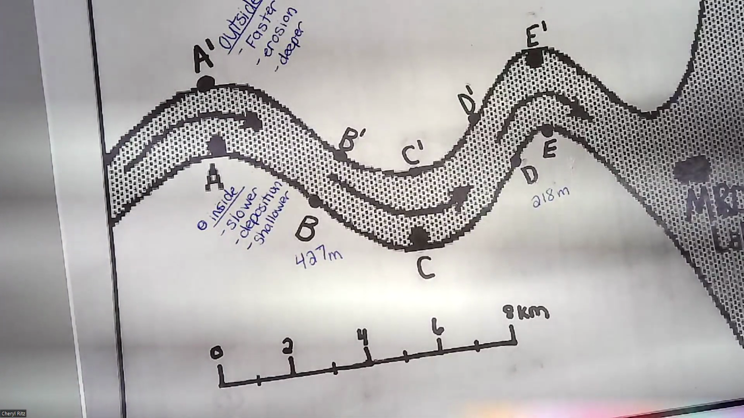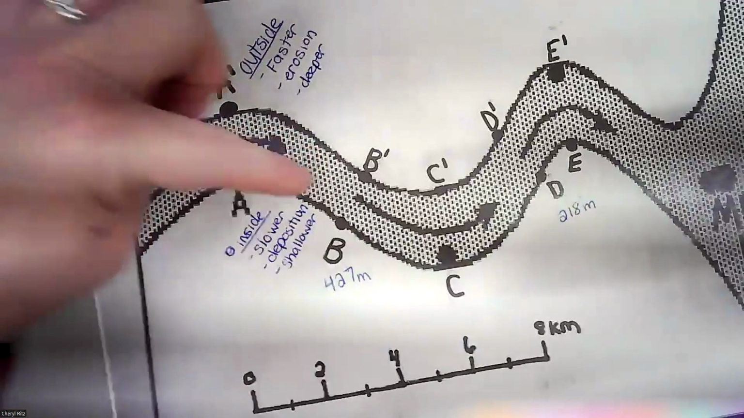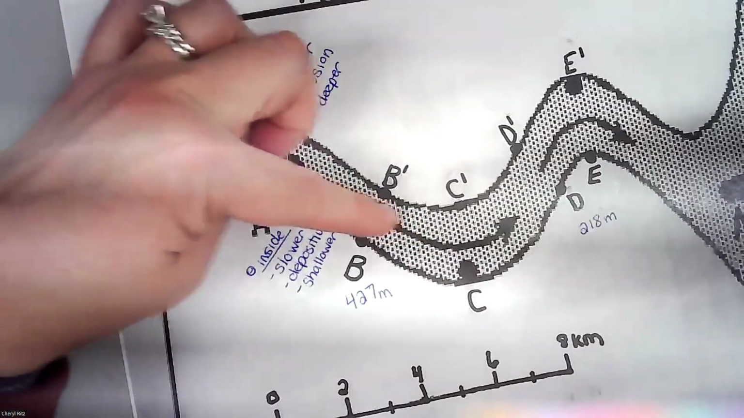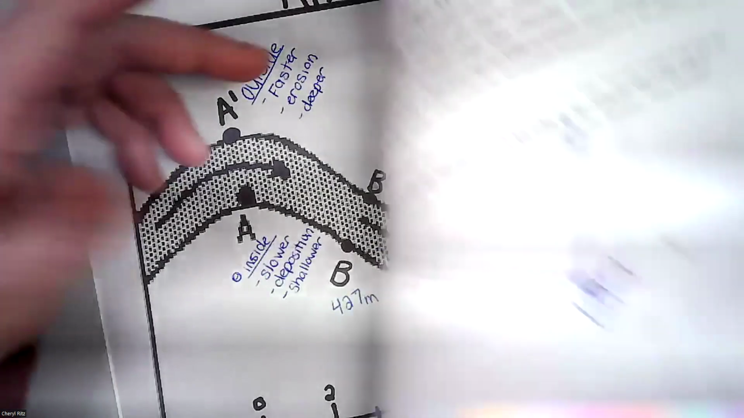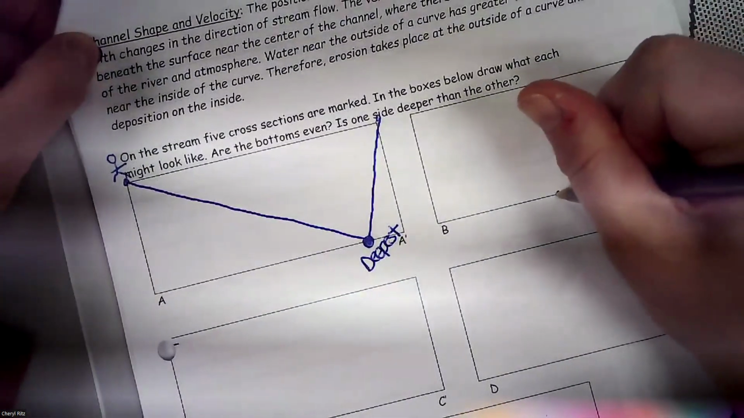Let's talk about how this is going to be different at B to B prime. What do you notice about B to B prime? What do you mean they're kind of the same? Yes, it's not a curve. Yeah, it's not a curve now. So now we're on a straightaway. So if you were in this area, you're not turning, you're just going straight. Because it's not a curve, where is the deepest spot going to be on a straightaway? The middle. Straightaways, the deepest spot is going to be in the dead smack center.